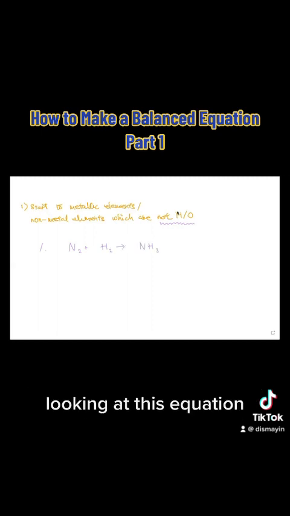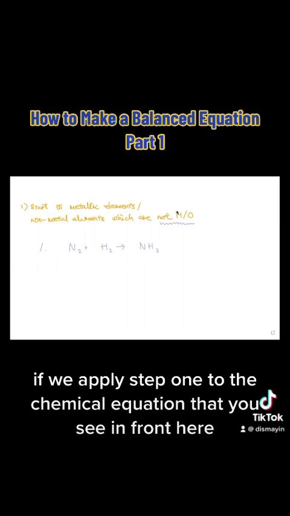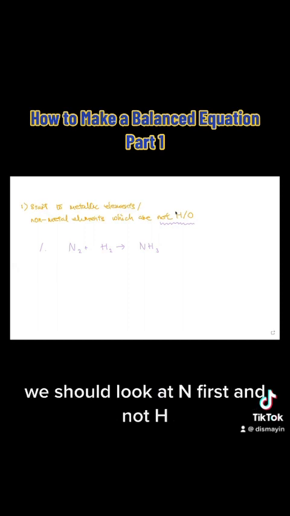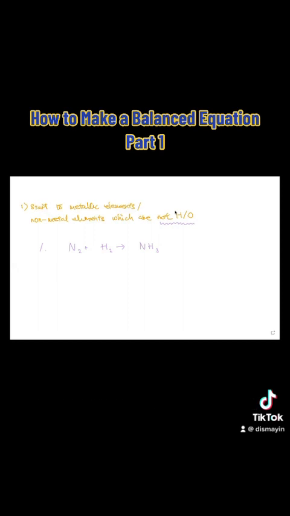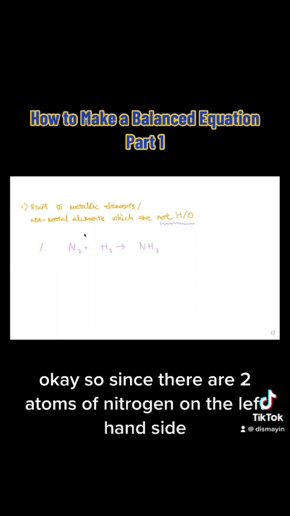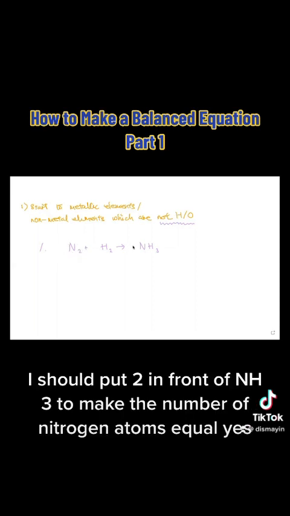Looking at this equation, if we apply step 1 to the chemical equation that you see in front here, we should look at N first and not H. Since there are 2 atoms of nitrogen on the left-hand side, I should put 2 in front of NH3 to make the number of nitrogen atoms equal.